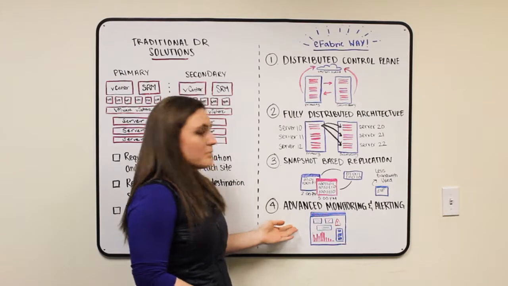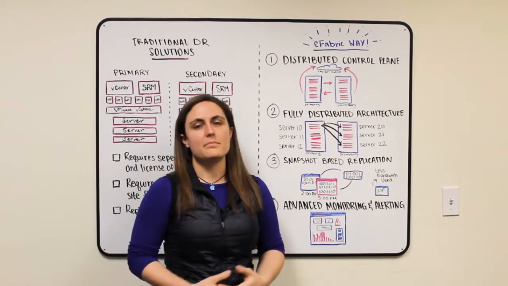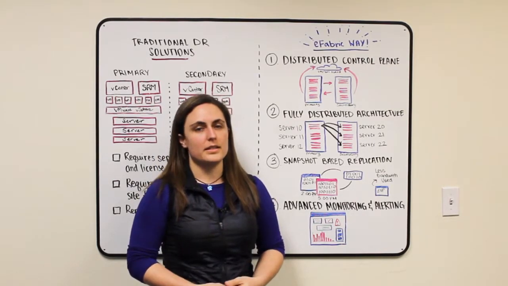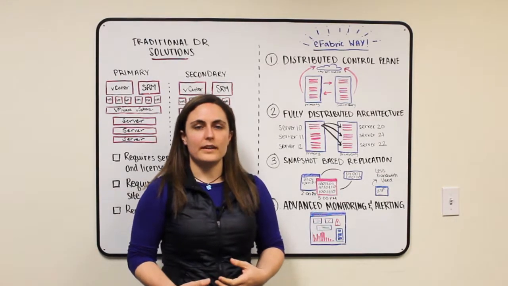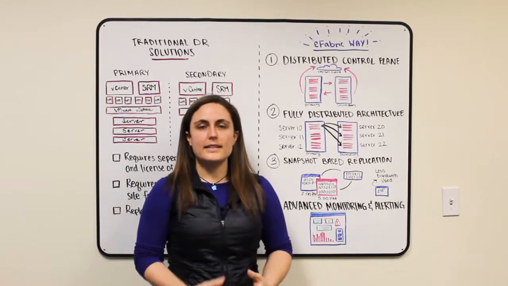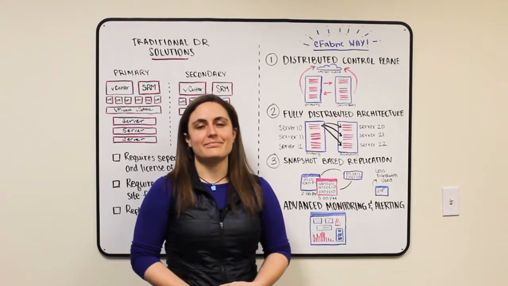eFabric also provides built-in monitoring and alerting. You can keep track of how much bandwidth your application data is using and set alerts for when that bandwidth exceeds a particular threshold. This can really help you to keep replication traffic from causing a bottleneck in your network traffic. Now let's take a look at a live eFabric environment and see eFabric in action.